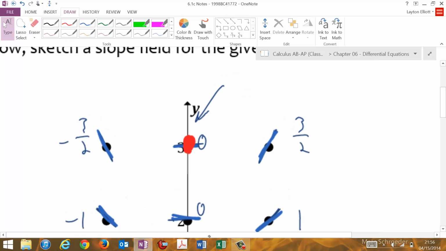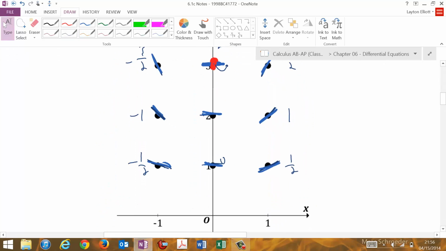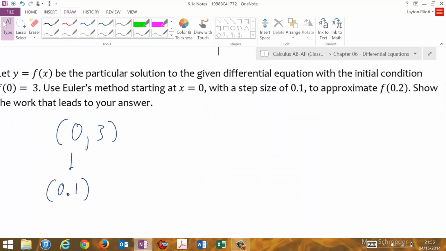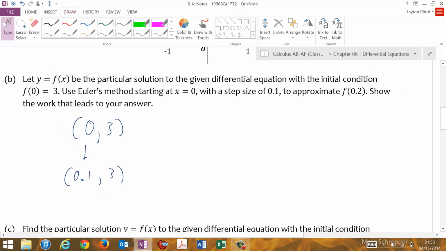Because if I zoom in on this part of the slope field, and let me erase this here, I have a slope of 0. And I'm starting with a point here, and then I want to move 0.1 to the right. But that slope of 0 is telling me that my y is not going to change. And so that told me that if my x is 0.1, my y will also be 3. And then what I need to do is say, okay, we have a new point.